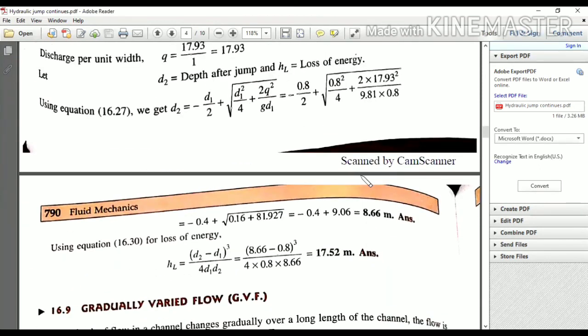So this is how we will be finding out whether the jump occurs. If it occurs, what is the formula in terms of Froude's number or in terms of the critical depth. So this part is related only to the following problem.